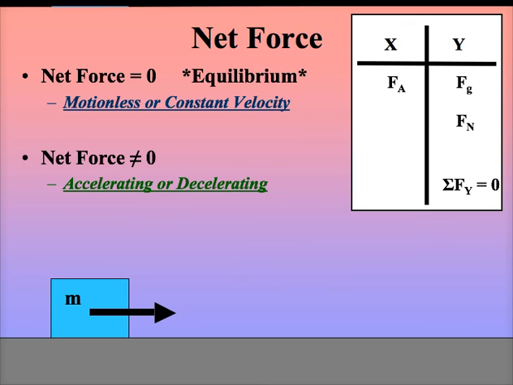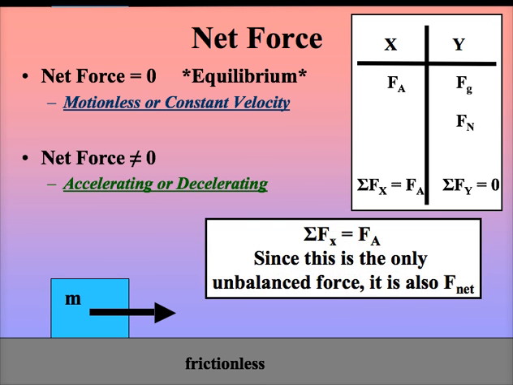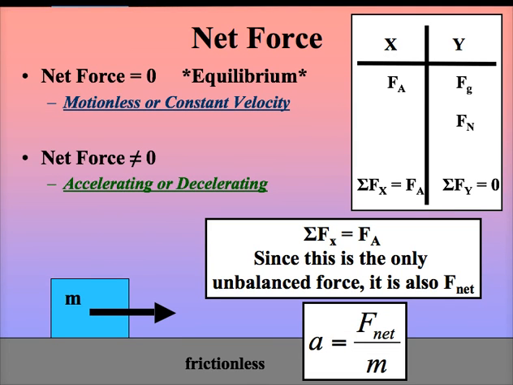If we apply a force to the right, in this case on a frictionless surface where there's nothing resisting that force, we can say that's the only force acting on it, and so that's also equal to the net force acting on the object, F sub net. Since a equals F net divided by m, the amount of acceleration is going to depend on how much applied force and how much mass the object has. Whee!